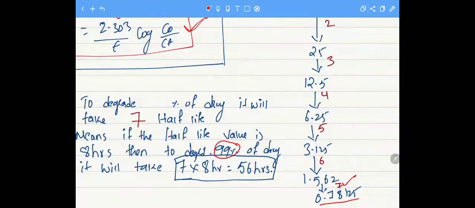To degrade 99% of the drug, how many half-lives will it take? So 100 minus remaining is 0.78 after 7 half-lives. 789.3 something. So it will take 7 half-lives to degrade 99% of the drug.